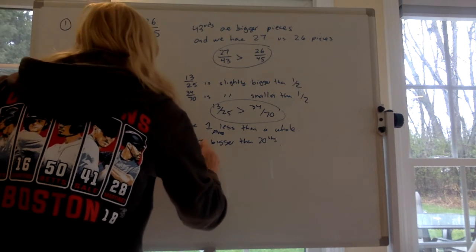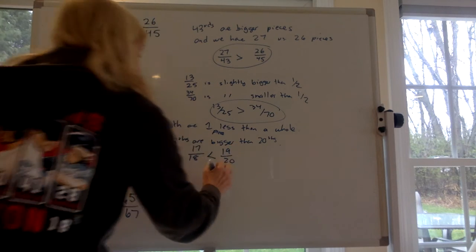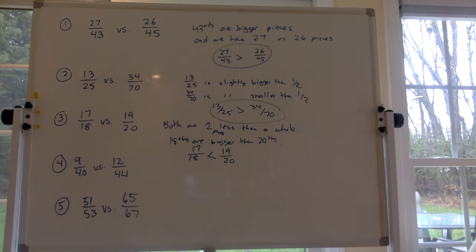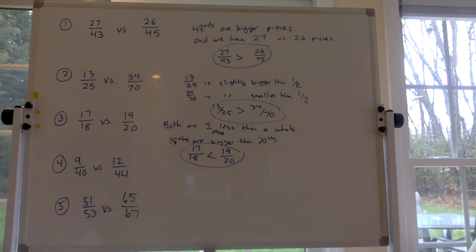So what does that mean? The 17 over 18 is less than the 19 over 20. This is a smaller piece missing compared to the 17 over 18. I'm telling you, food works for me. So think of food or pies. If you don't like pizza, try pies.